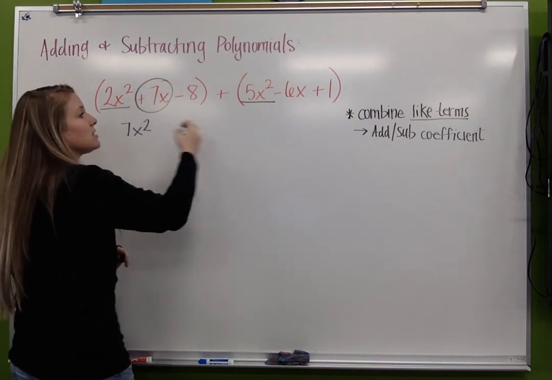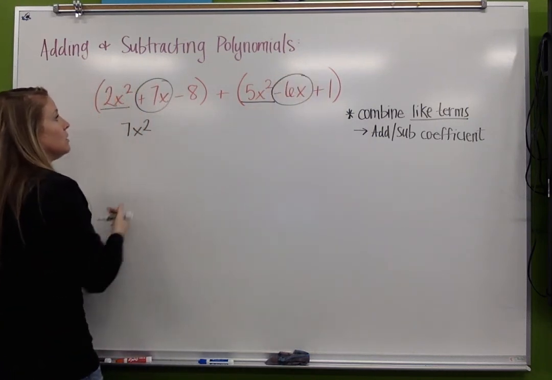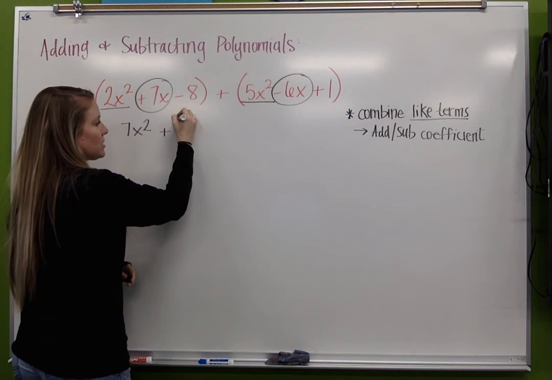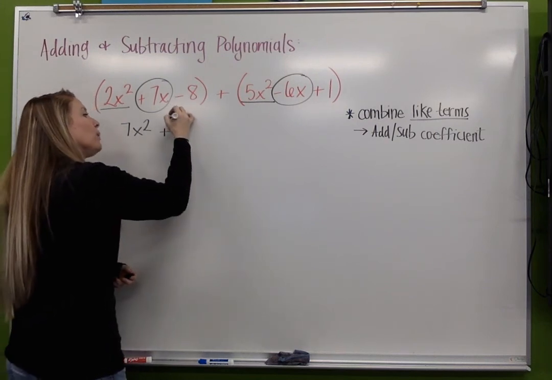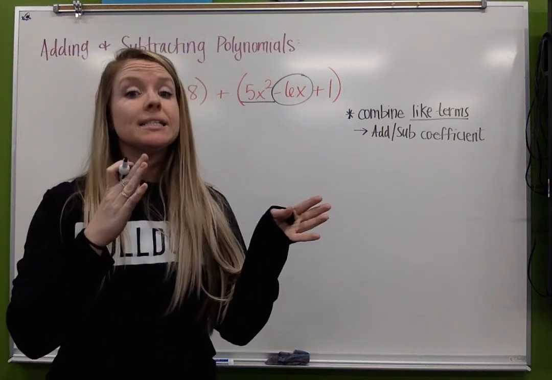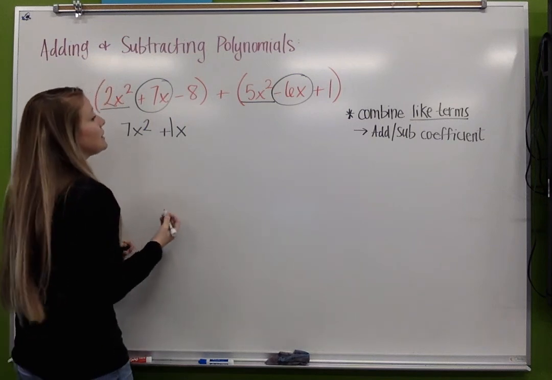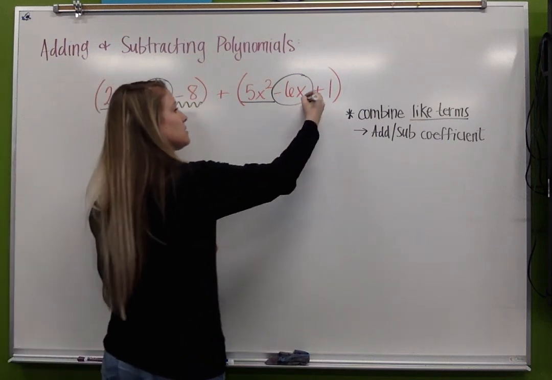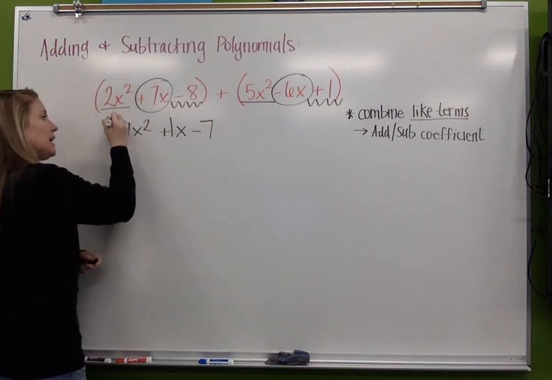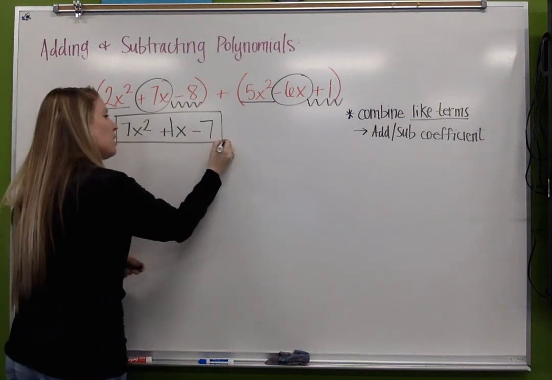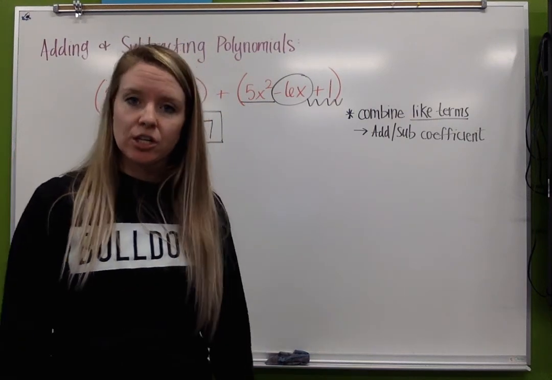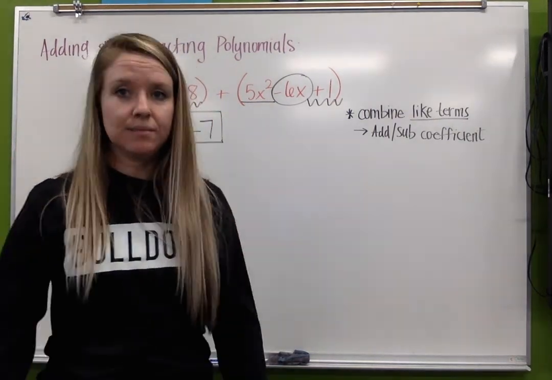Then I have a 7x and a negative 6x. So I'm going to combine 7 and negative 6, and that gives me a positive 1x. We could put the 1 in front of the x, or we could leave it off. Either one means the same thing. Last, we're going to add our constants. Negative 8 and positive 1 gives me negative 7. And here is the sum of those 2 polynomials. All we did was combine like terms, adding and subtracting the coefficients.